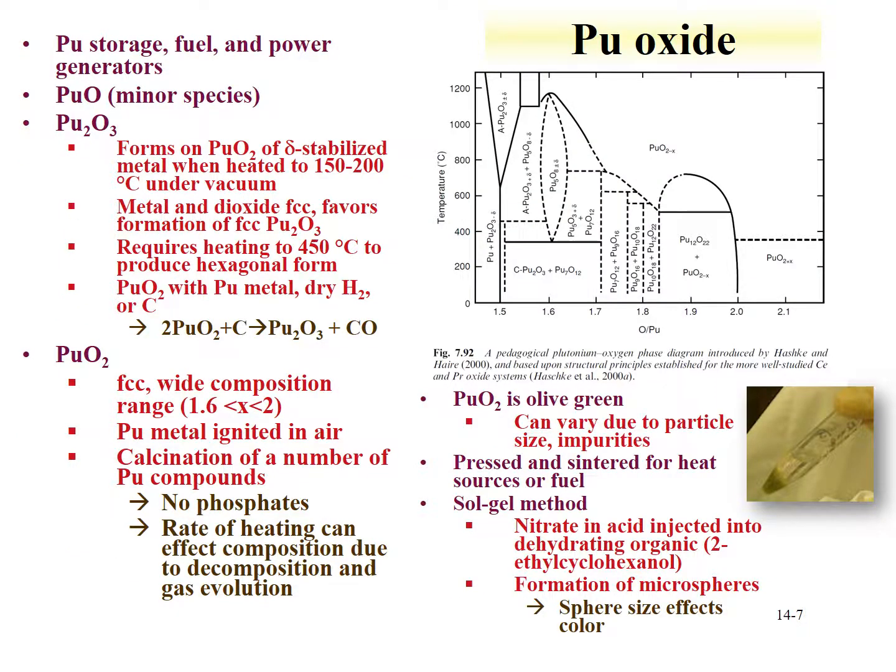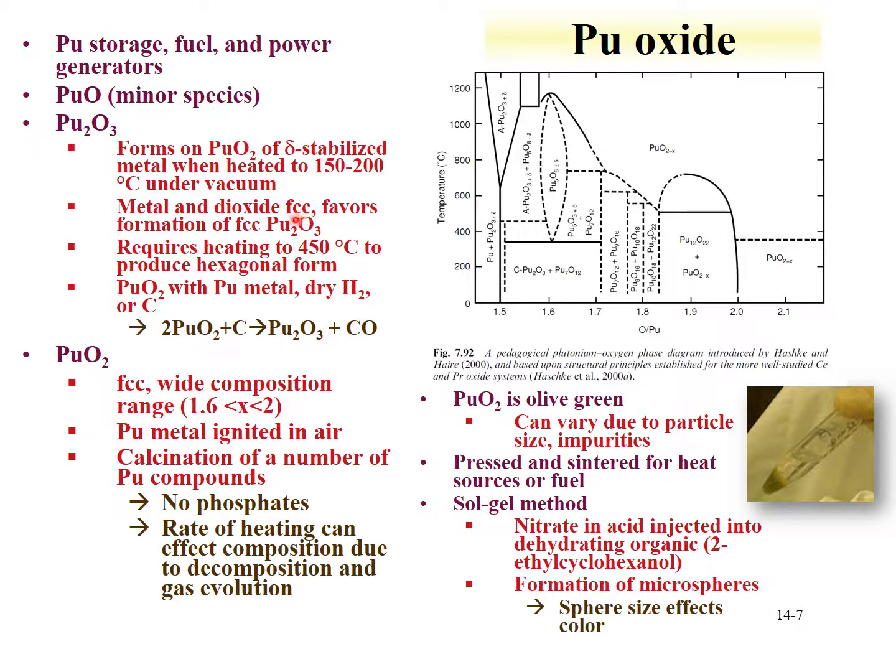Another very important plutonium species is the oxide. The oxide can be used for storage, can be used for fuel, and as we already discussed with plutonium-238 dioxide, as a power source. The oxide species are listed here. The monoxide is a minor species. We won't go into any detail. We've already discussed Pu2O3, and we can see how this can form on the dioxide, where it acts as an intermediate phase.